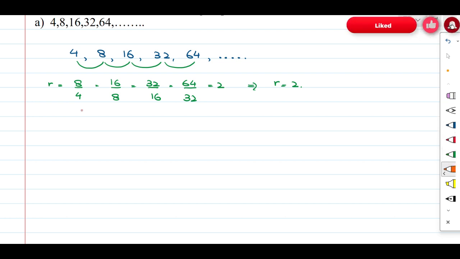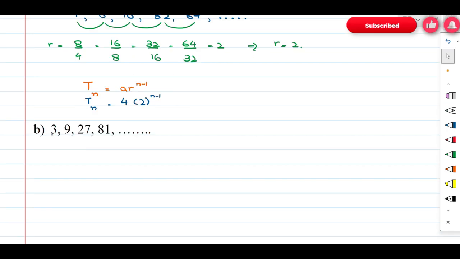All right, now the nth term for that sequence is Tn equals a r power n minus 1. Okay, so here we can say the nth term should be equal to a, the first term of the sequence, which is 4, r is the common ratio, which is 2, power n minus 1. So this is the nth term for that sequence, right?